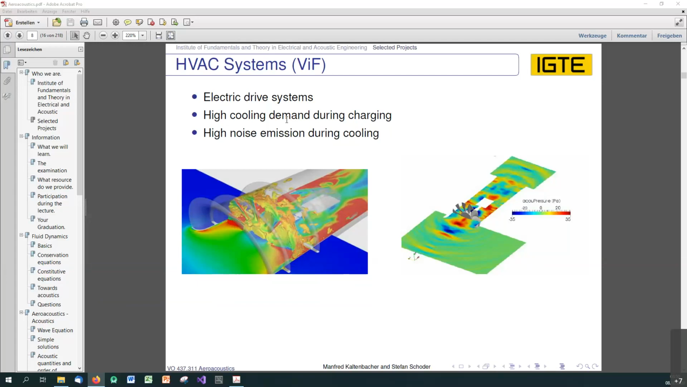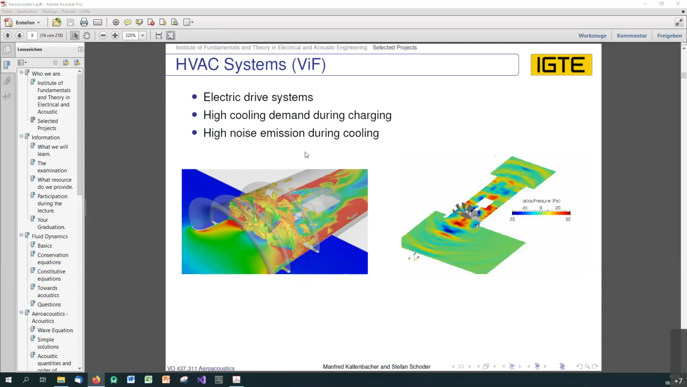Now in the electrical car system, we have the high demand on cooling during the charging and discharging of the battery. When we discharge the battery, probably the car is moving, so other sound sources are masking the fans and the cooling systems, but we charge the cars when the car is standing in the parking slot, and therefore, when the car is located in front of your house, we have a high demand of cooling, and this high demand of cooling results in a high noise emission.